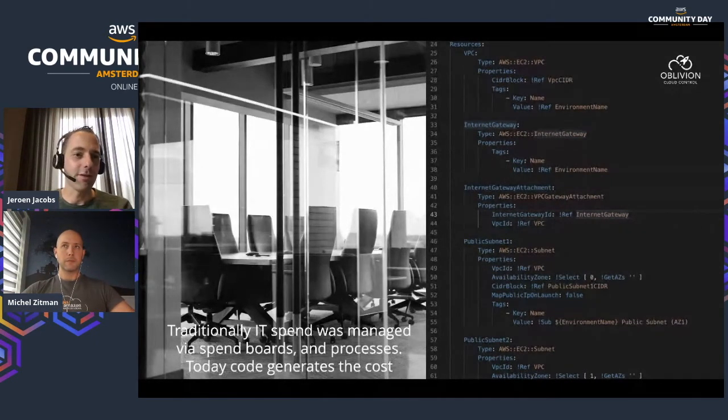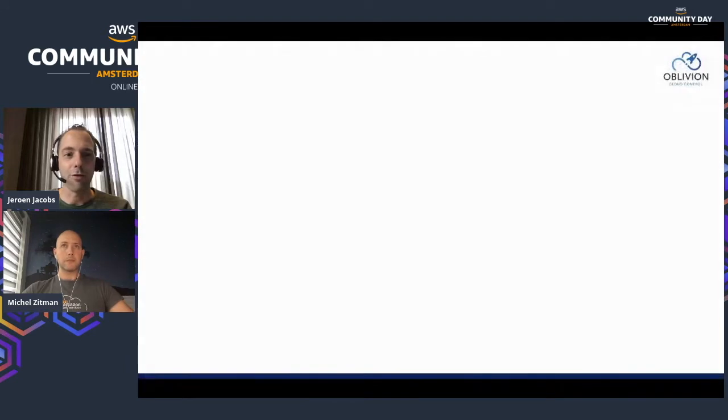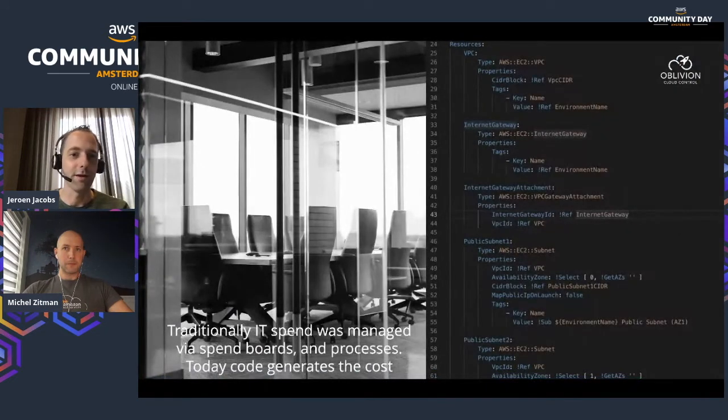And it's not strange that this is happening, because cloud spend traditionally was managed completely differently. Traditionally, IT spend was managed via procurement processes, via yearly budgets, via spend boards. And today, it's a completely new game. It's driven by the code of the developer, the code of the engineer that's pushed towards the platform. Also, on average, each AWS service has around 4 different cost drivers, which means multiply that by the 200 plus AWS services that are available nowadays. It means that there is a lot to be aware of when you start using the platform.